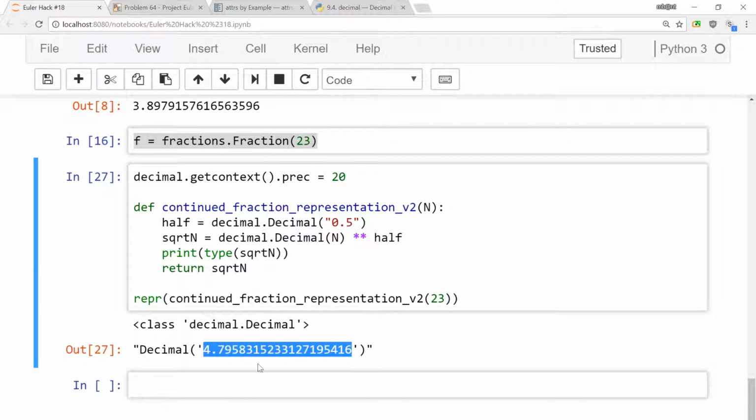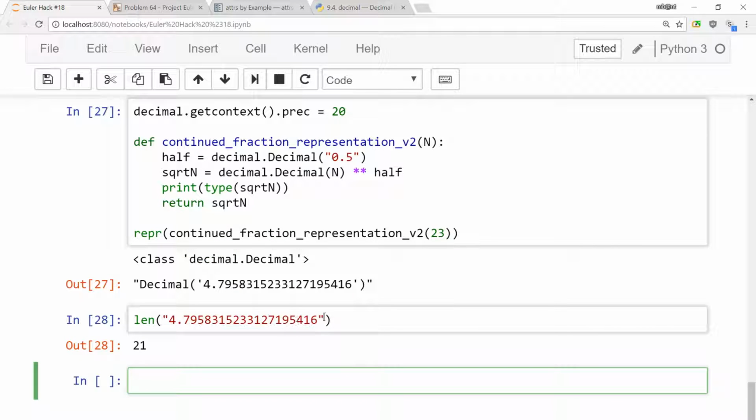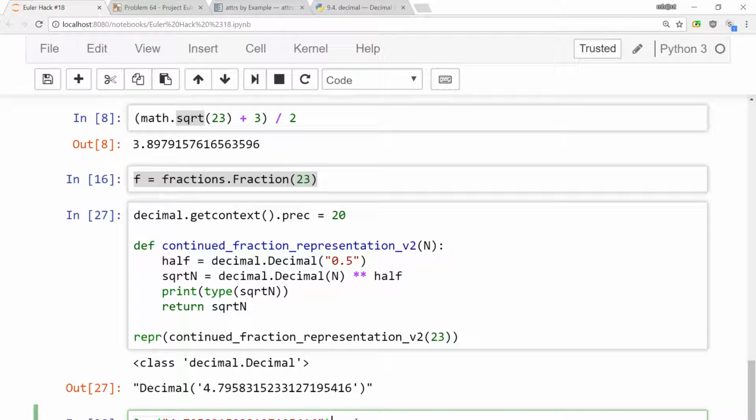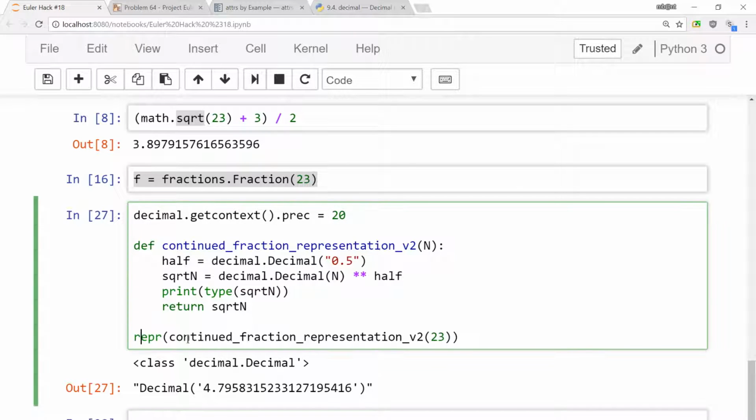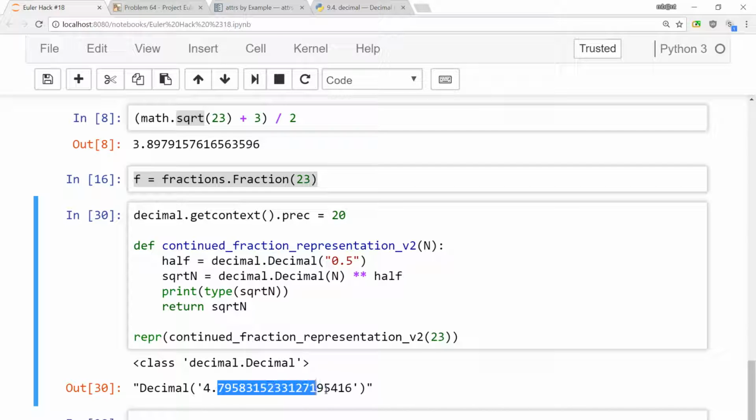Does that look like 20? Okay. Shouldn't it be 22? Yeah, maybe. Okay, it does what it's supposed to do. Oh no, it shouldn't be, because this is also a digit. So it is 1 and then 19 more and then the period. So it's okay.